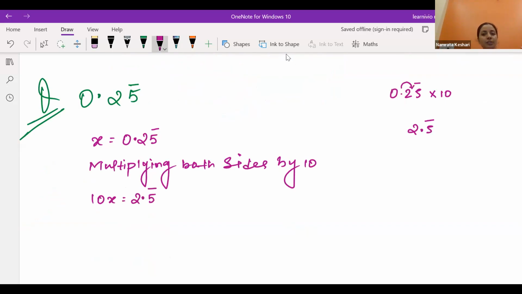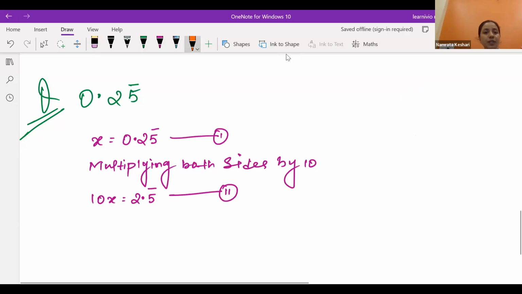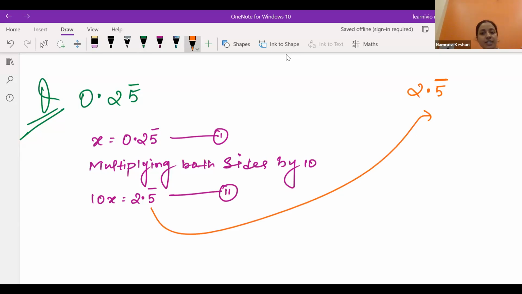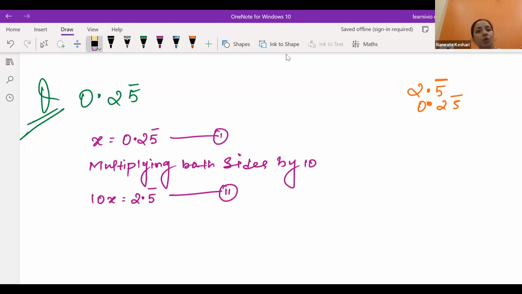This way we are having, now let's do the subtraction, equation 2 minus equation 1. This one we are calling equation 1 and this one equation number 2. Here the confusion can arise. From equation 2 the right hand side is 2.5 bar, and from equation 1 we are having 0.25 bar. Now how will we do the subtraction? If 5 bar is below 5 bar, then we can write 0. So we will make 5 bar below 5 bar.